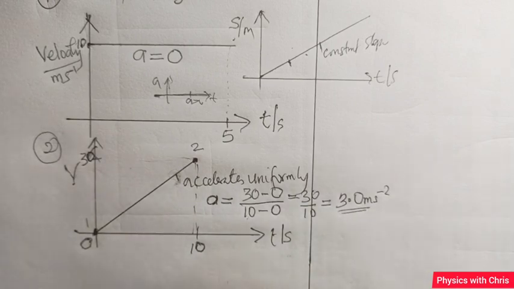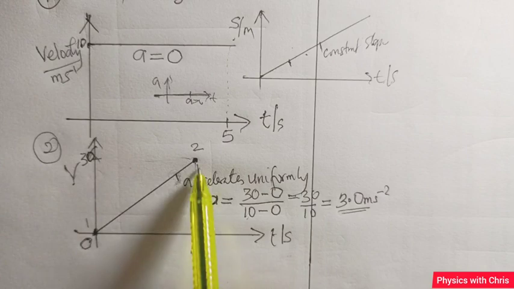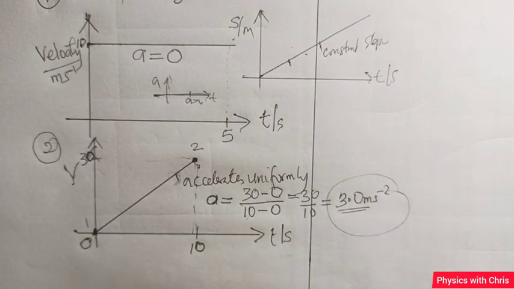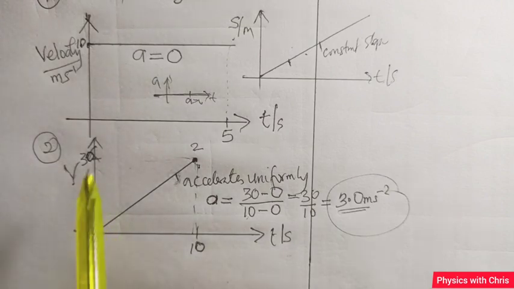So they may ask you in words, describe the motion of this body. The body starts from rest and then accelerates uniformly at the rate of 3 meters per second squared, and then reaches a top speed of 30 meters per second after 10 seconds. That is, the speed of the body has reached a maximum value of 30 meters per second.